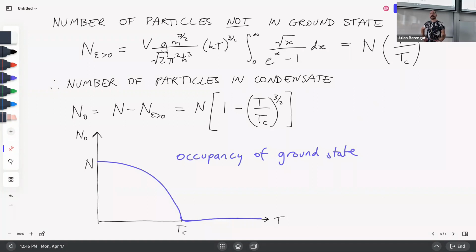And in the case of fermions, it doesn't matter because I can only have 1 or 2 particles in the ground state anyway. Whether I include it or not is irrelevant, because there's only 1 particle per state in this case.